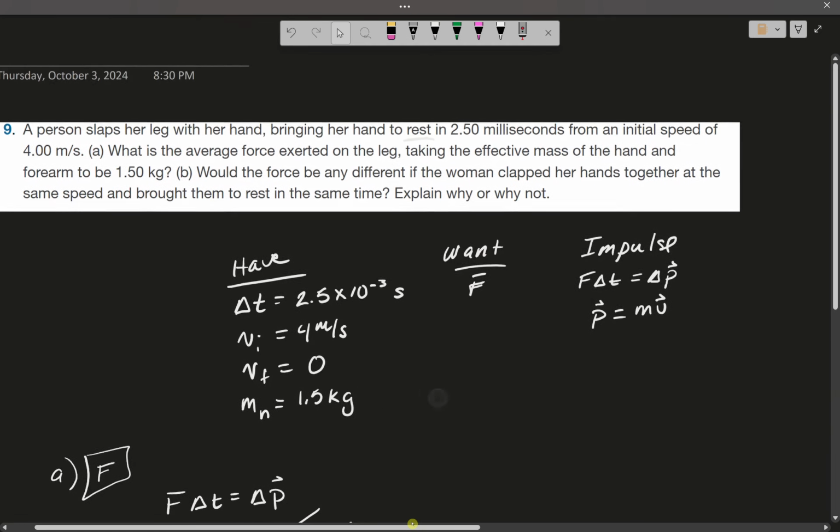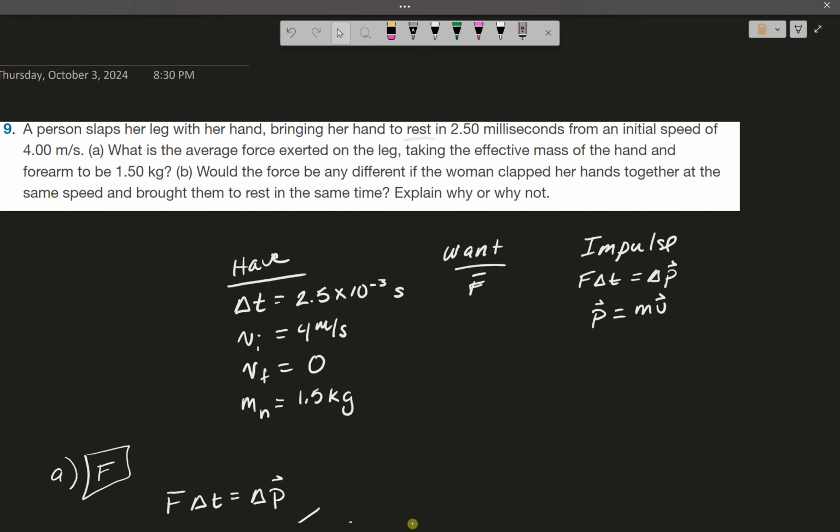It then asks us in part B, would the force be any different if the woman clapped her hands together at the same speed and brought them to rest in the same time? No. Newton's third law.